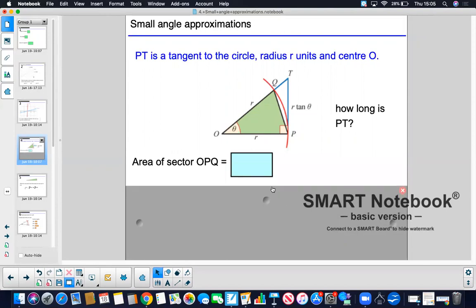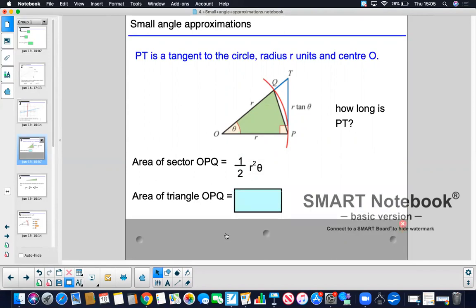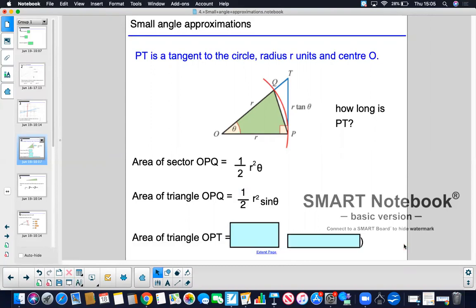The area of the sector we know is a half r squared theta. That is always the case for a sector. We've got r and r here and theta, so half r squared theta. The area of the triangle OPQ is very similar to the sector, but with a slight difference. The area of a triangle is a half ab sine C, so in this case we would get a half r squared sine theta. And the area of the triangle OPT, the blue triangle, is base times height over 2, so that would be r squared tan theta halved.